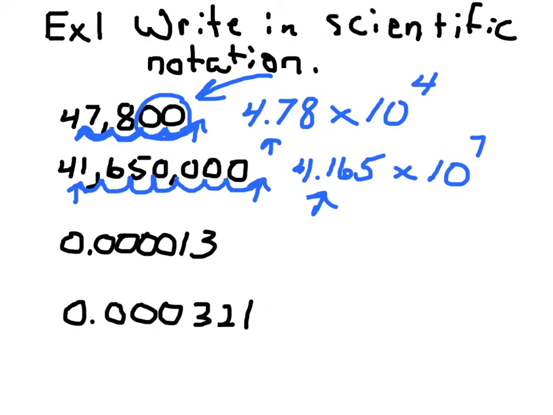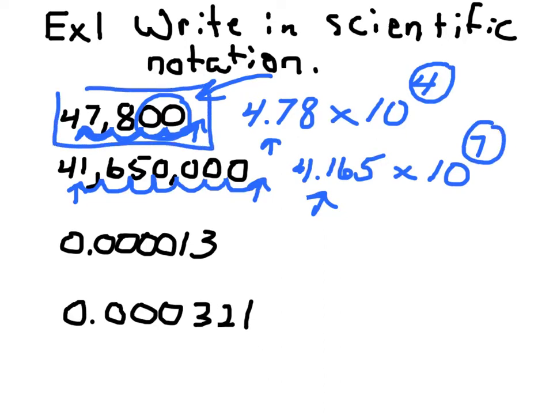So if we have a positive exponent, what does this mean? It means the original number was bigger than 1, right? Because here I had 47,800, I had 41,650,000. Now, keeping that in mind, let's take a look at the next example.